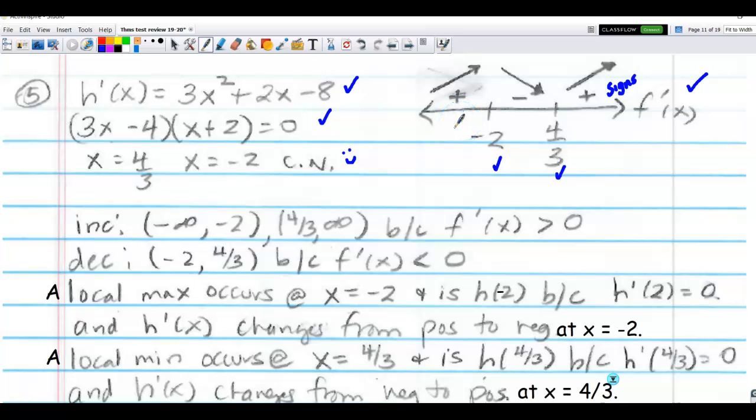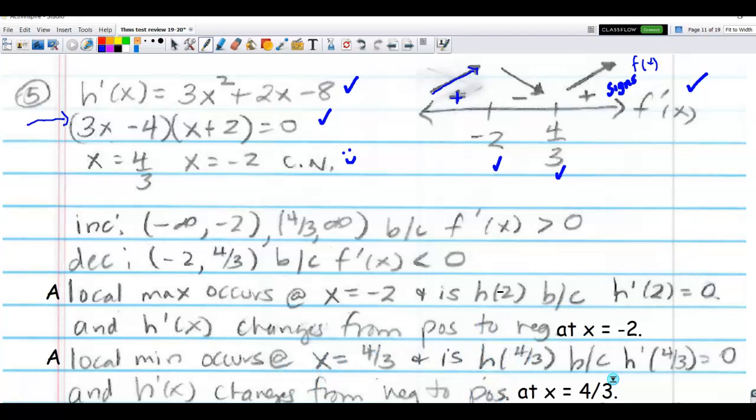Now, when I choose a number like -3, I'm going to substitute into the factored version. That's the easiest way to get your signs. So when I substitute a -3 into this first factor, I'll get a negative. -3 into the second factor, I'll get a negative, and a negative times a negative is a positive. And on the test, these arrows are required, so make sure you show your arrows, because these arrows indicate what's actually happening with f of x.